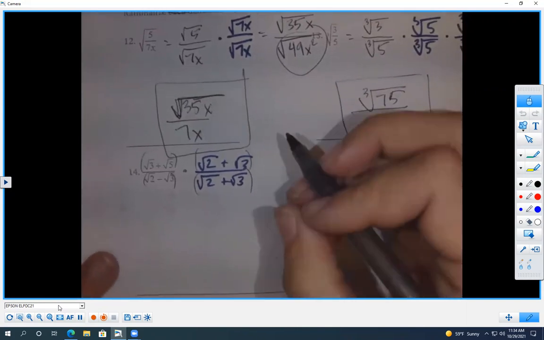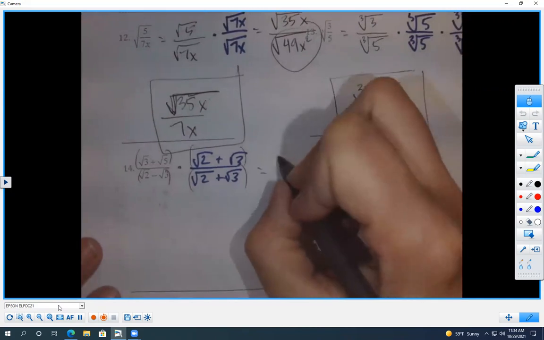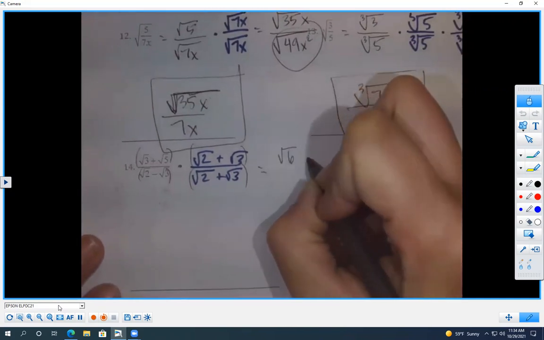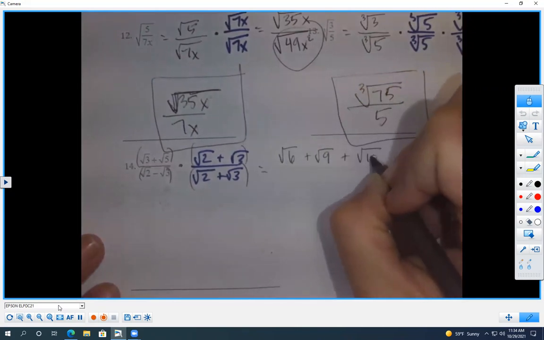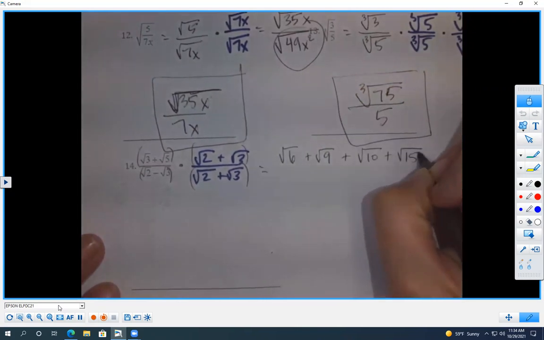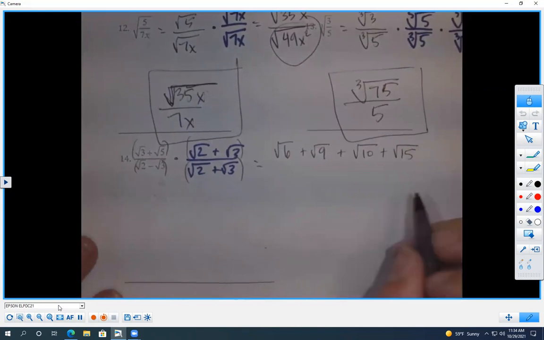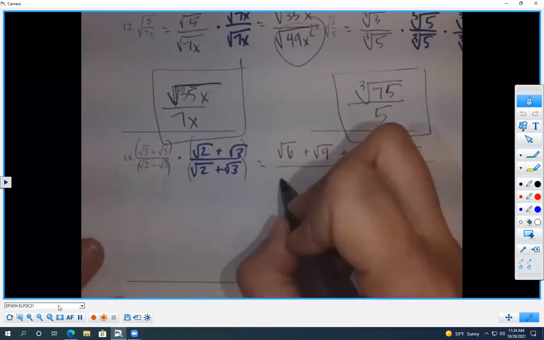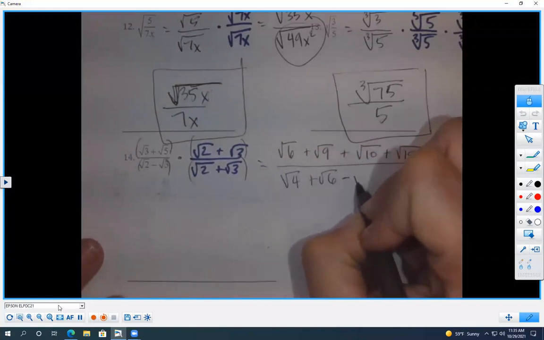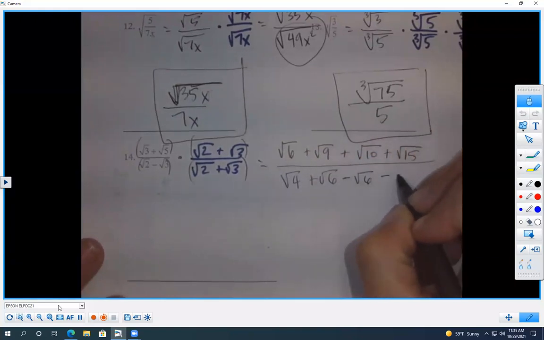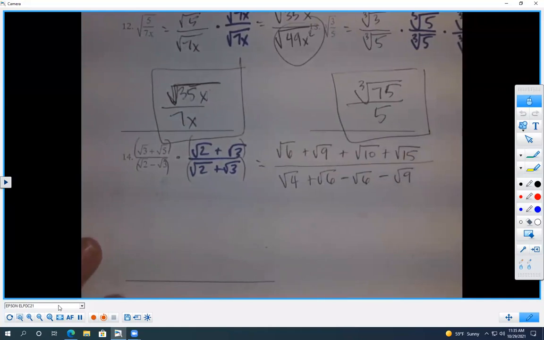Okay, so when you distribute it out, keep working if you're not done. You should get the square root of 6 plus the square root of 9 plus the square root of 10 plus the square root of 15 on top. On bottom, you should get the square root of 4 plus the square root of 6 minus the square root of 6 minus the square root of 9.